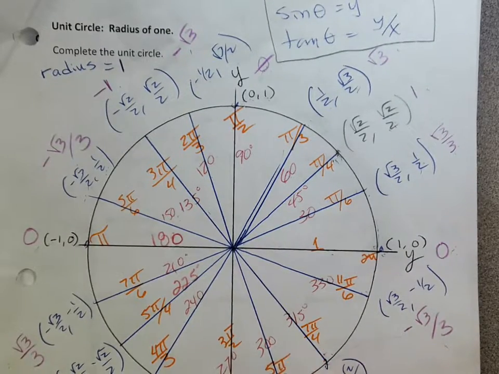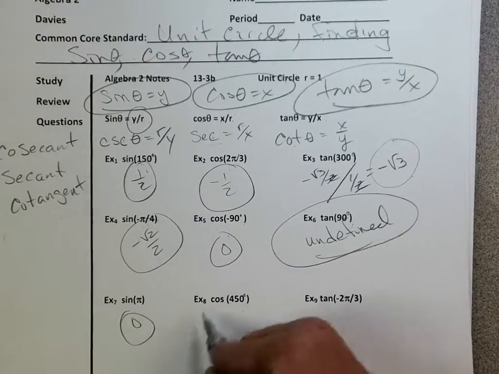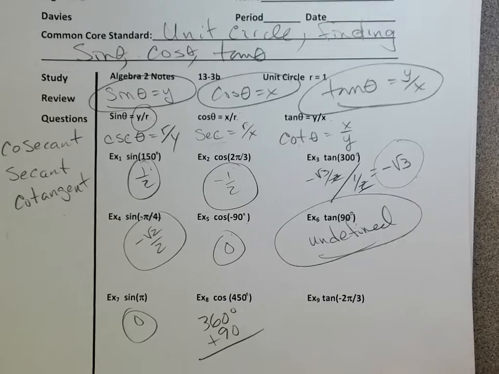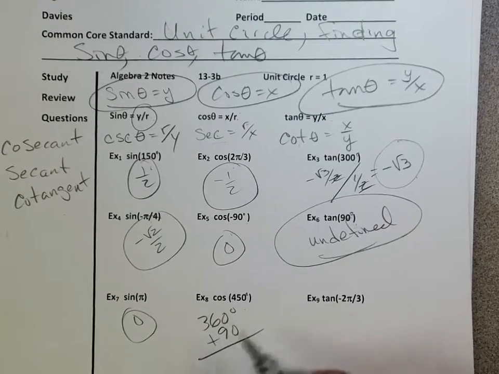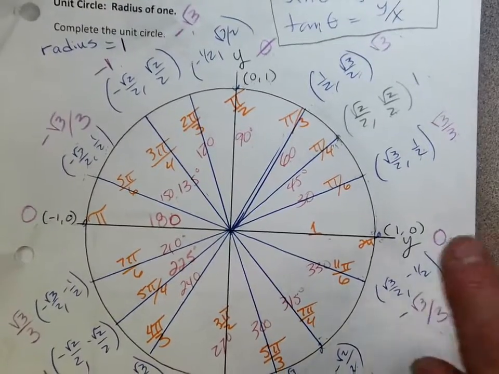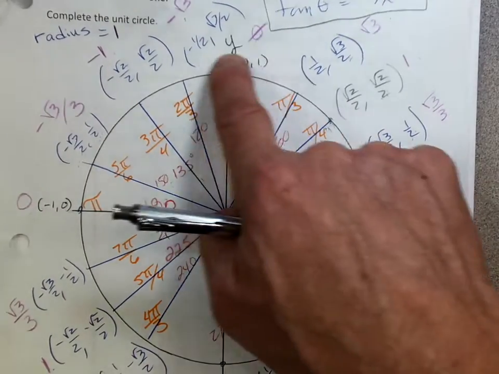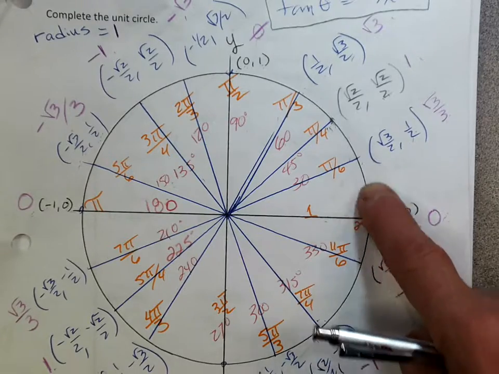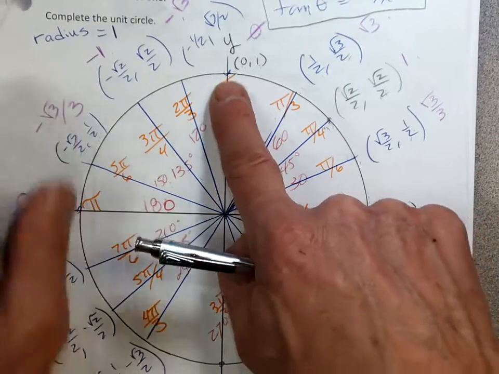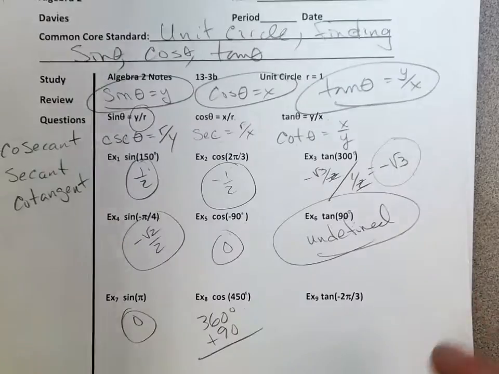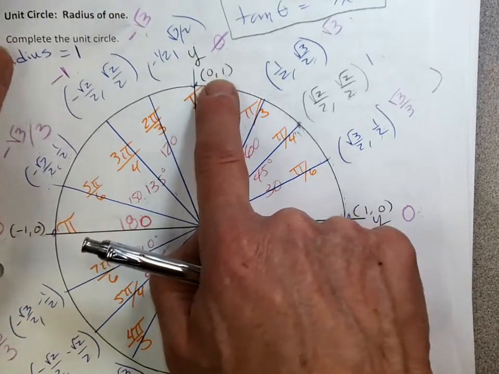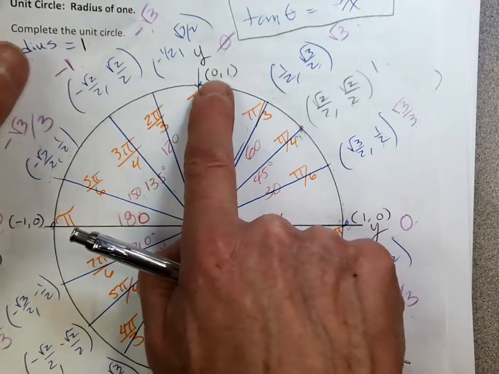We keep going around. In fact, if I went 360 degrees plus another 90, wouldn't you agree? 360 plus another 90. So I'm going to do what Arthur said. I'm going to go 360, and then I'm going to go 90 more, so I'm right here. This is where I find my answer. I'm looking for the cosine, which is the x value, which is 0. X value is 0, right?